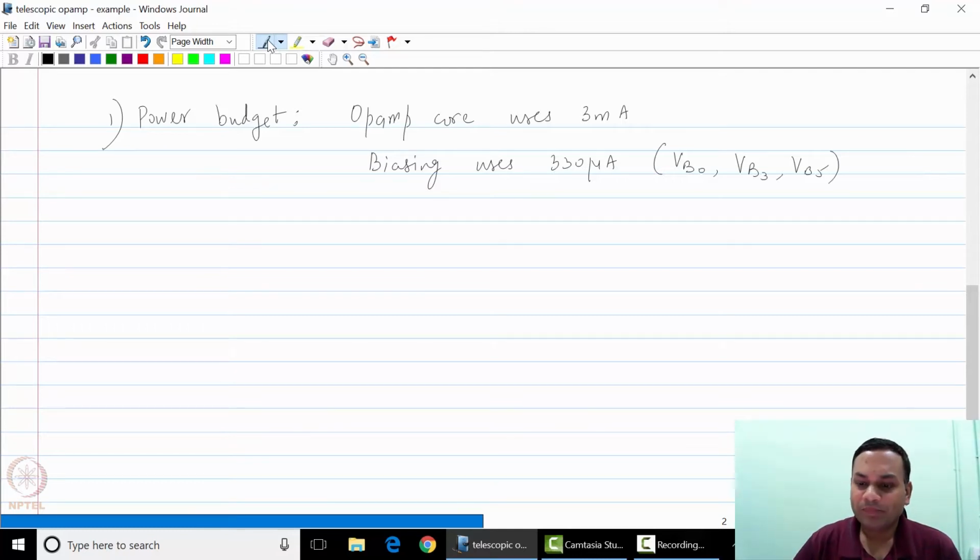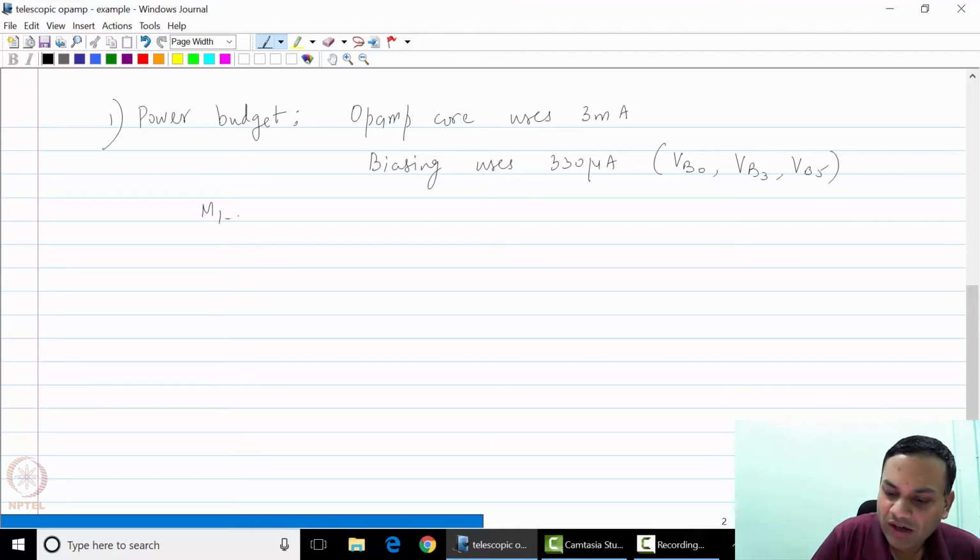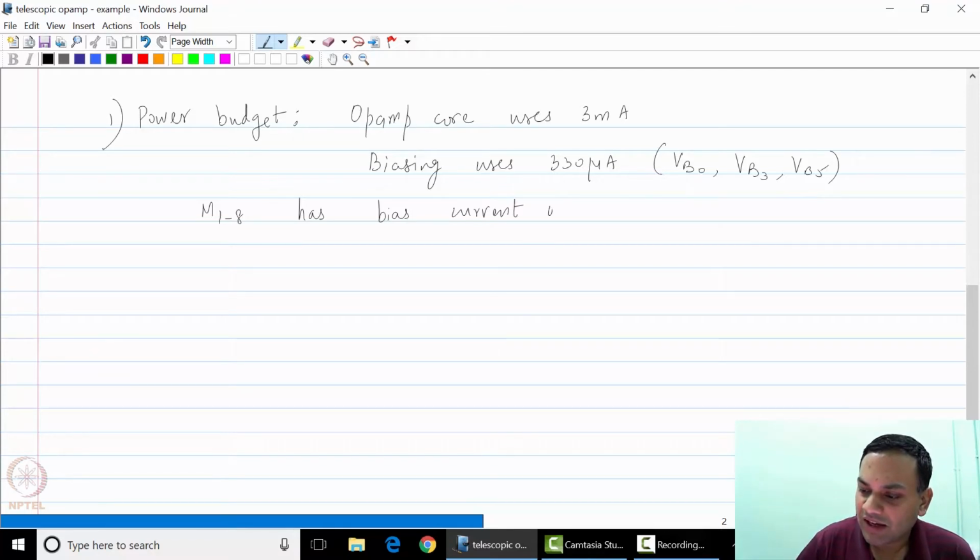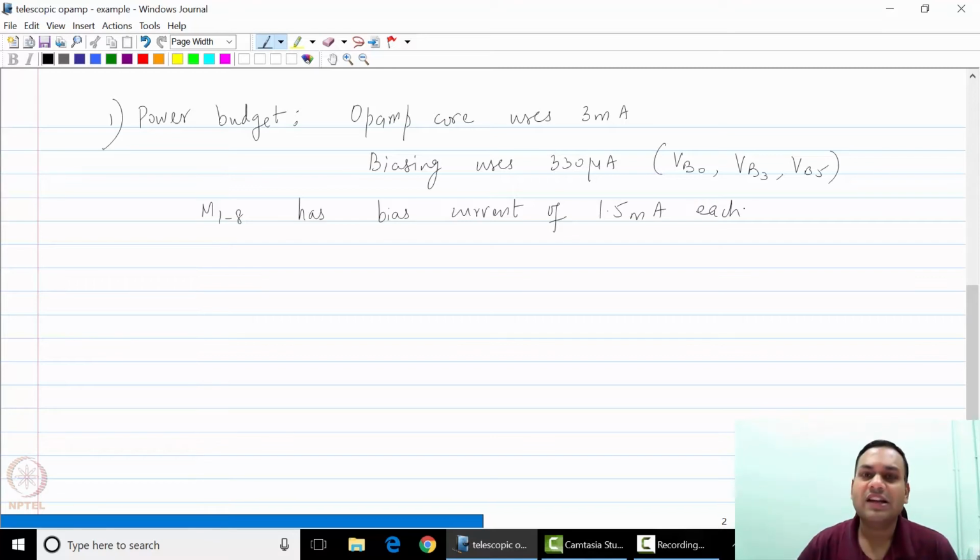Now let us look at the op-amp core. If the op-amp core uses 3 milliamps, so M1 to M8 has a bias current of 1.5 milliamperes each. So that's the first thing to realize. This current would be equally used as half on each side of the op-amp. So this is a good way to start, because now we have fixed the bias current. We now need to fix the width and the length of the transistor based on the specifications.